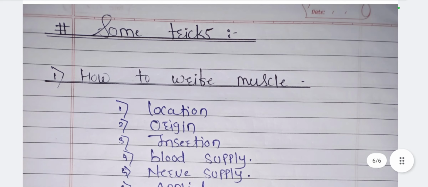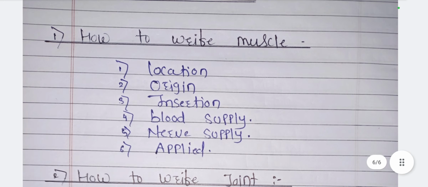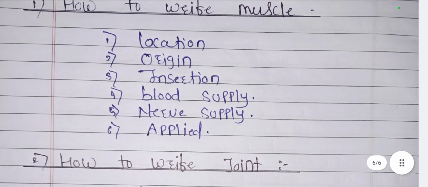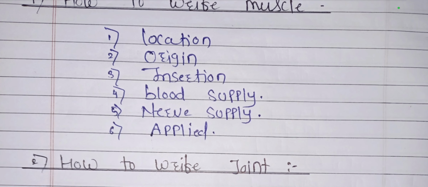Then some tricks which we follow to write the answer. First one is the criteria for how to write a muscle. First we have to write the location, then its origin, then the insertion, then blood supply, nerve supply and applied anatomy of the respective muscle which is asked in the exam. This is the simple criteria to get full marks for a muscle.